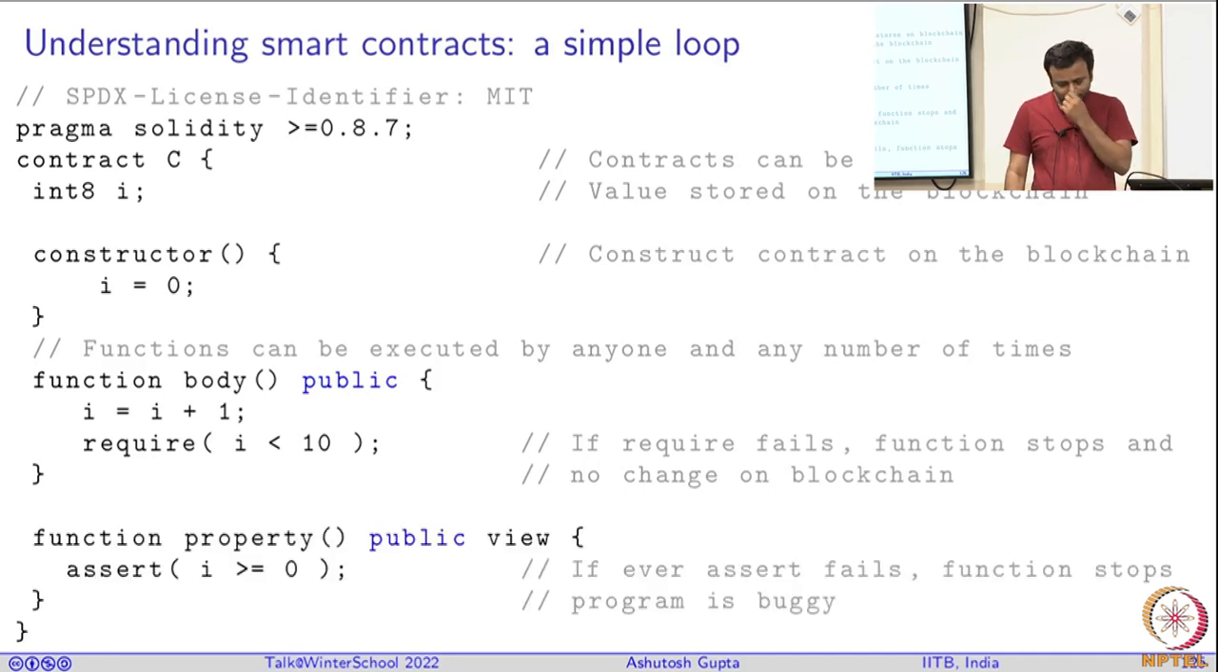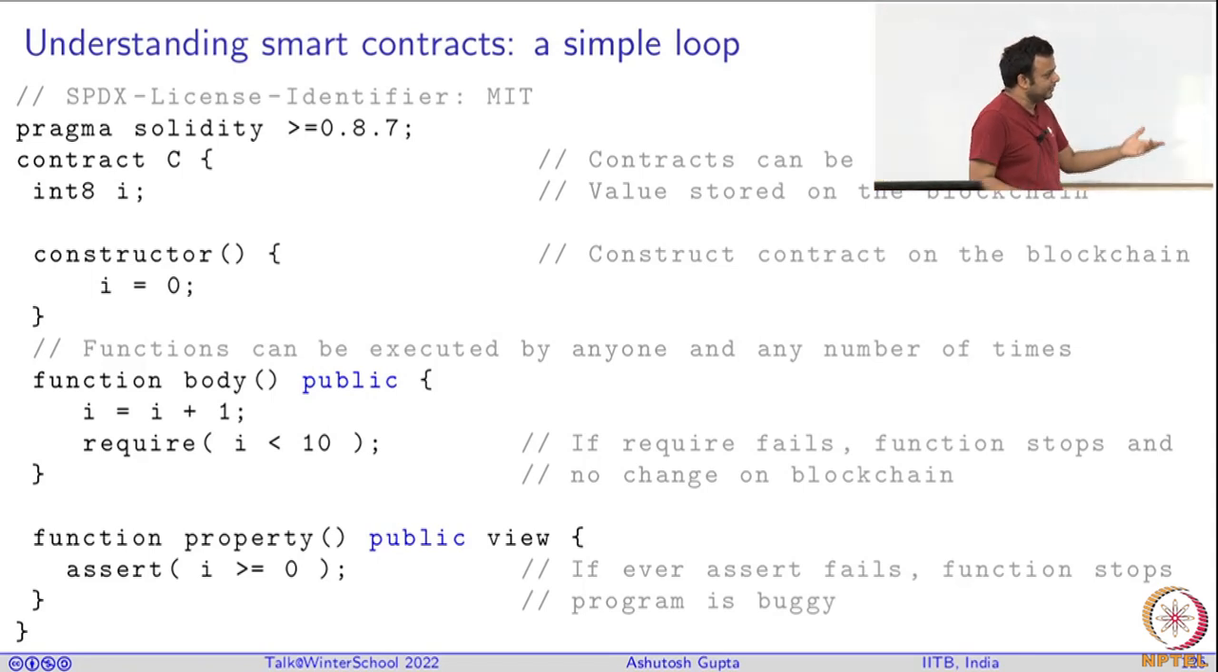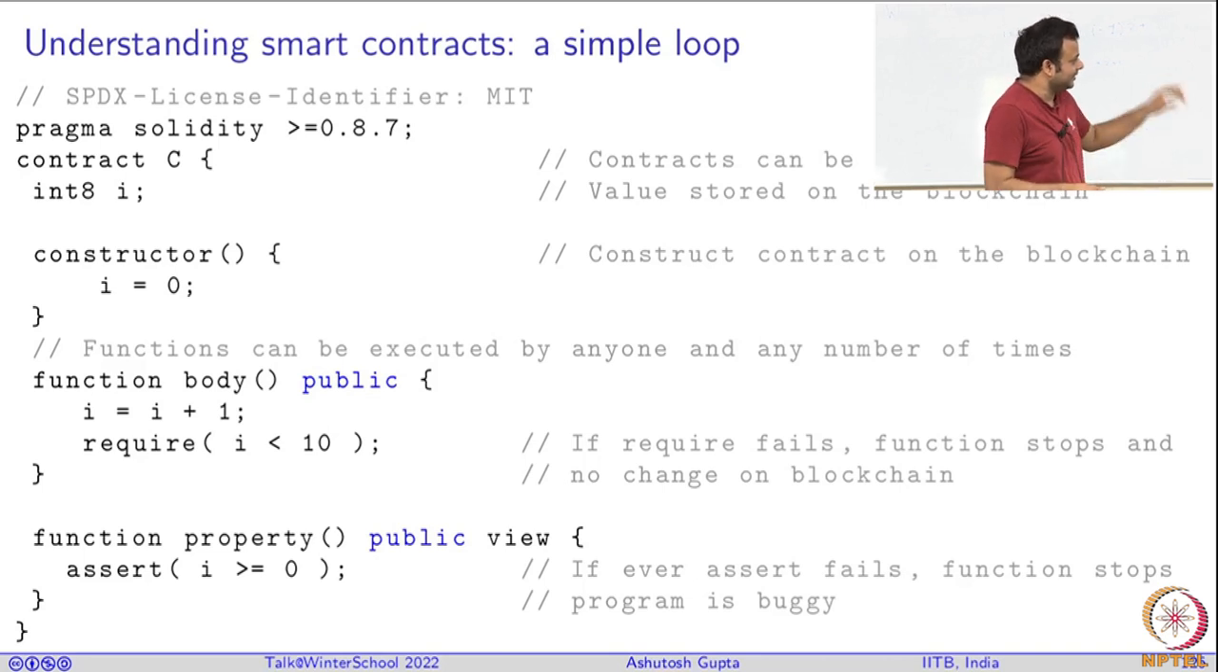Okay, so the properties are not any specific special function, it just happens to be another function. It has one assert written in it. It also can be run any number of times. You can basically check i greater than or equal to 0 anytime. Okay? So let's suppose you have such a contract. It has assert written in it and you want to check what it does.